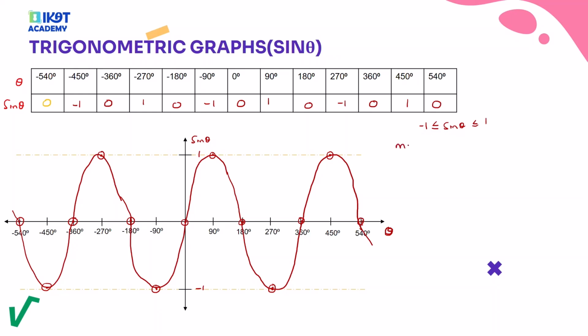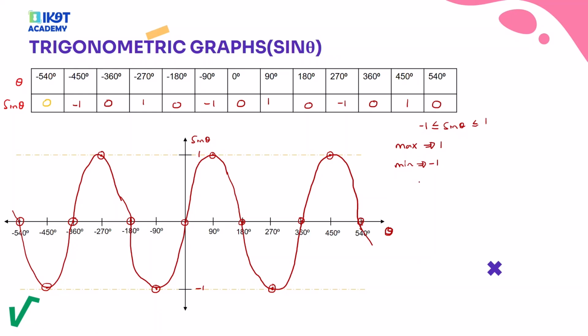That means the maximum value of any sine is going to be 1. The minimum value is going to be -1. This relationship is very important, as we are going to see for future work. The maximum is 1, the minimum is -1. What else should we note?